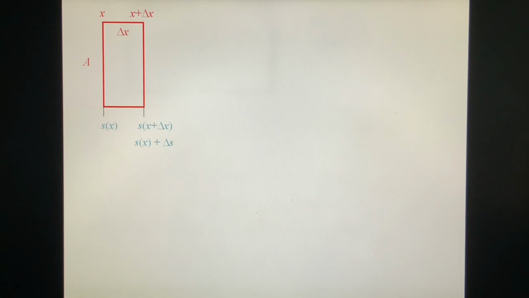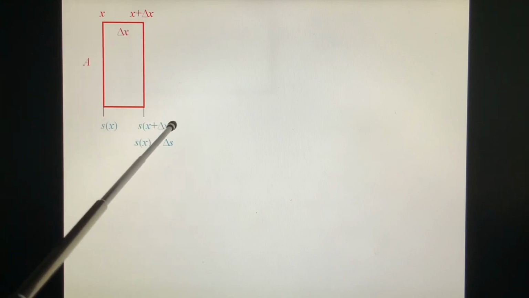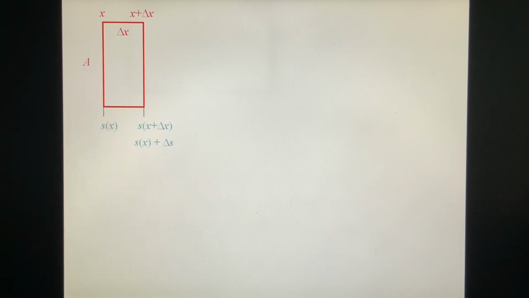Now let's look at this one. This is a slice of air. This is the cross-sectional area A. This is the thickness delta x. Their vibrations are different, so their displacements, this and this, are different. This we call Sx. This is called x plus delta x, or we write Sx plus delta S.